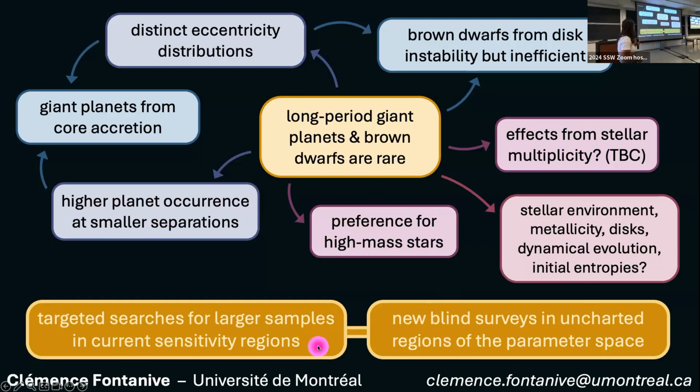But then for things where we now have a lot of observations, we can do this in a more biased way and just try to get more detections and a much larger sample of companions so that we can better understand the overall population that is there.